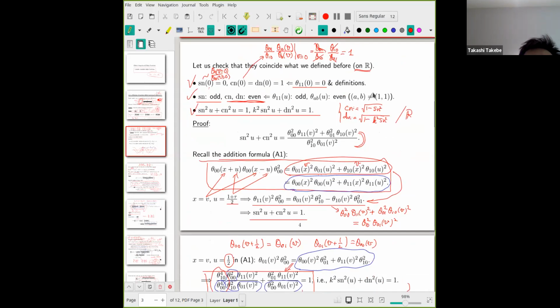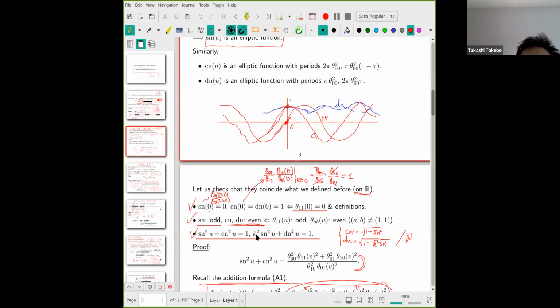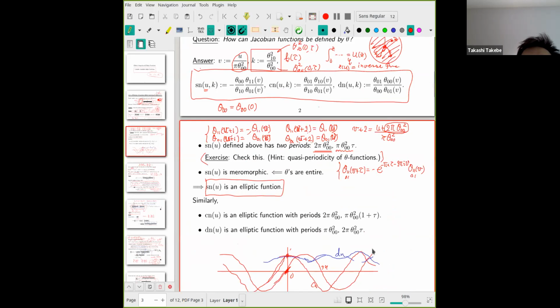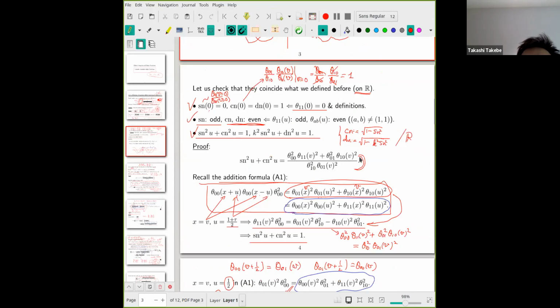And these formulae were used as definitions of Cn and Dn when we were considering those functions as real functions on the real line. But these formulae can be proved using these definitions because we have many addition formulae and other useful formulae.